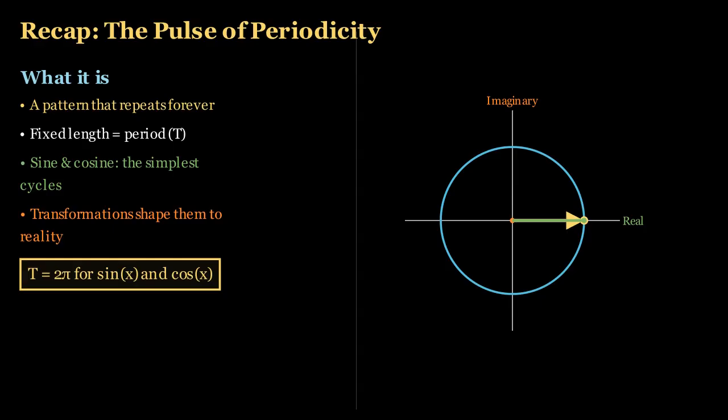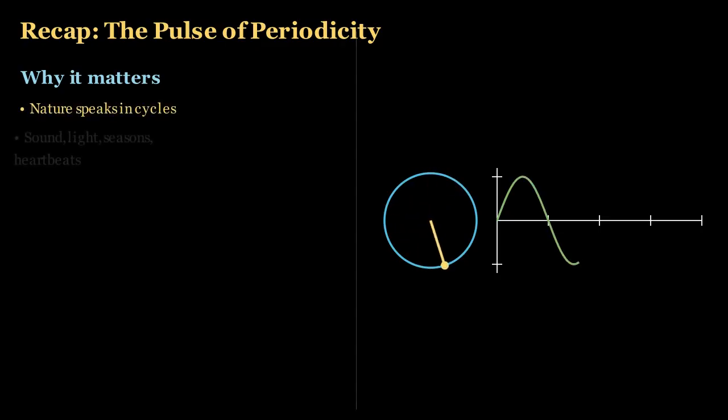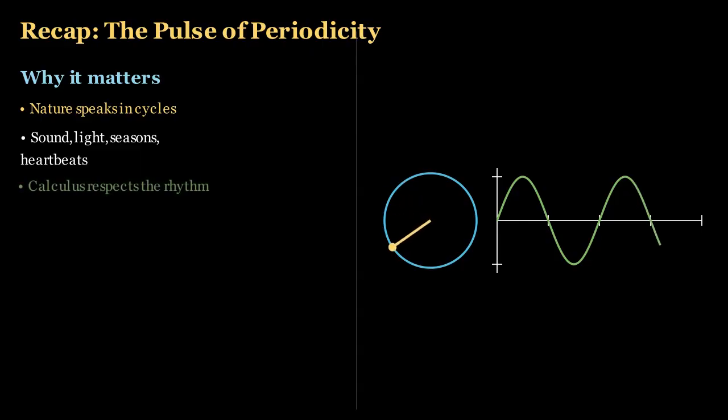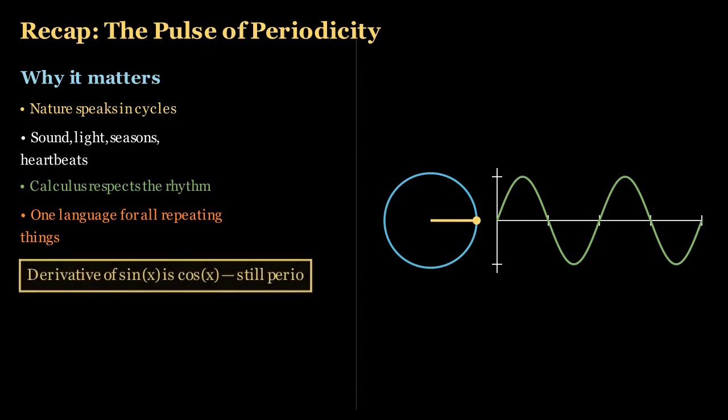Why did we spend so much time on this? Because the world is full of cycles. Your heartbeat, the vibration of a guitar string, the rise and fall of the sun each day, they're all periodic. Sine and cosine give us a single, clean language to describe any of them. Even better, calculus plays nicely with these rhythms. The derivative of a periodic function is still periodic, and the area under one full cycle is a fixed number you can rely on. So once you understand sine and cosine, you have a key that unlocks a huge range of problems in physics, engineering, and beyond.